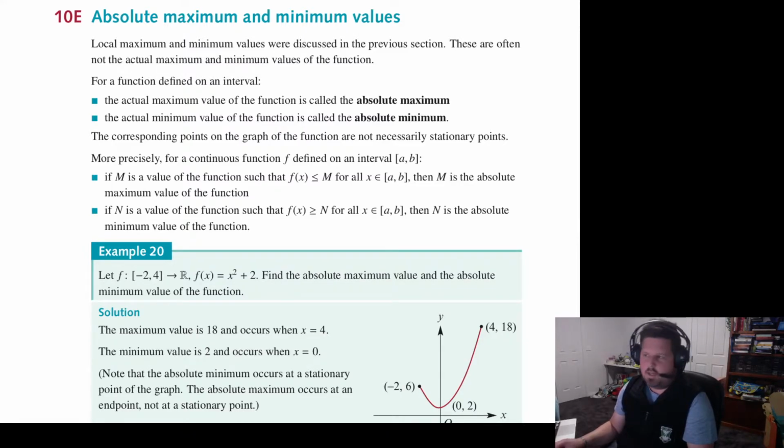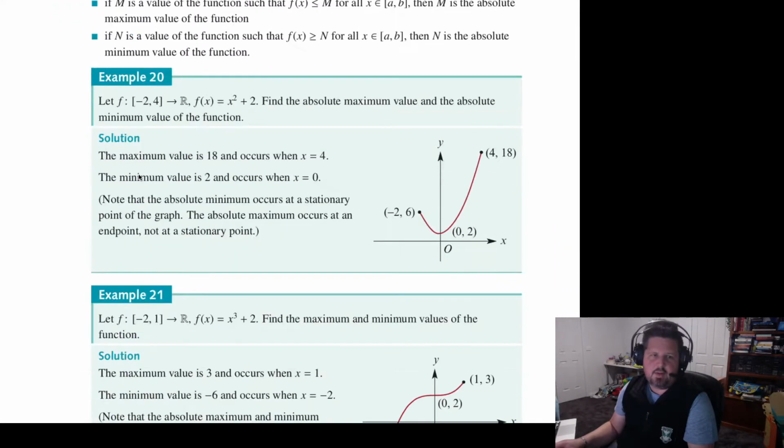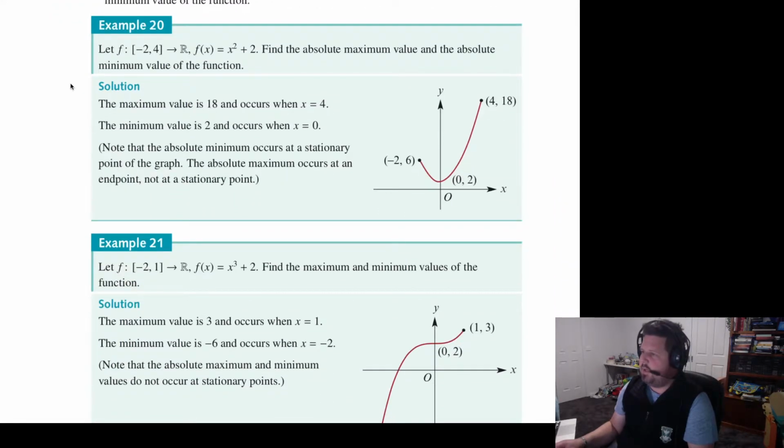So let's have a look at some examples to hopefully clear this up. Example 20 here has an interval between -2 and 4. It's asking us to find the absolute maximum value and also the absolute minimum value for the function. So again, let's consider sketching it between -2 and 4, the interval. When you have sketched it, you can clearly see in this particular case that the maximum value occurs at the end point here of the interval.